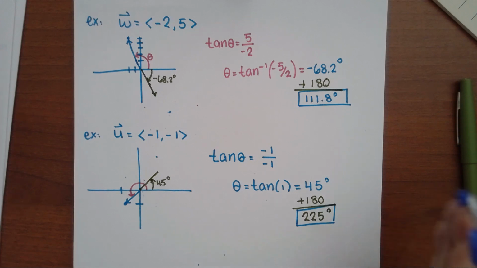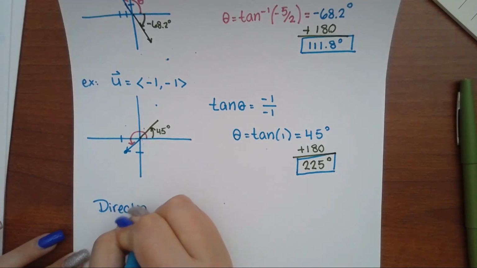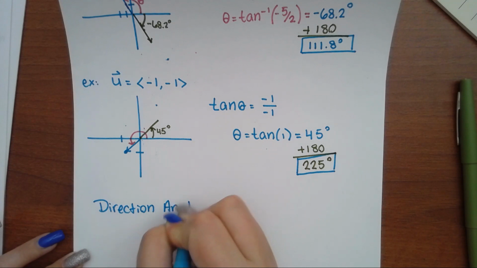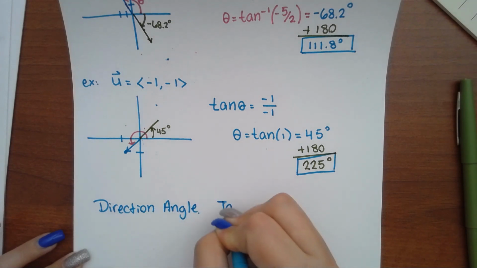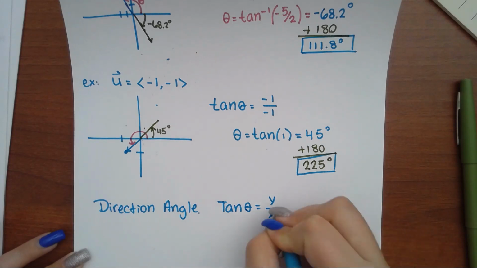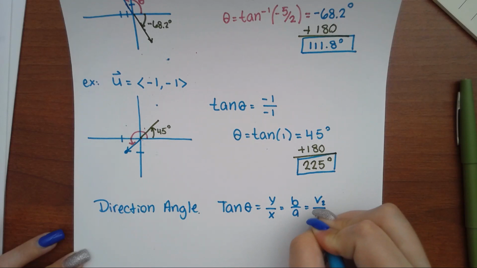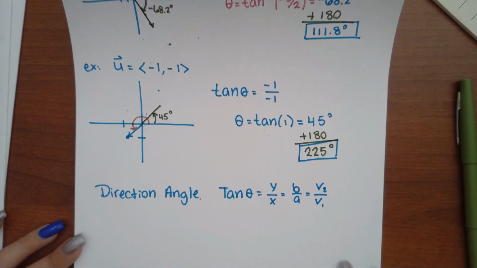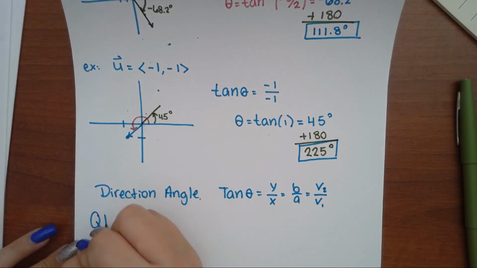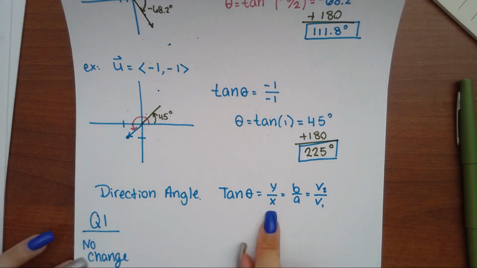In finding the direction angle, we're always using the formula tangent of theta is equal to y divided by x, or b divided by a, or v2 divided by v1, whatever you want to call it. And then in quadrant 1, remember there was no change. So the answer that you got from that formula is the answer that you keep.